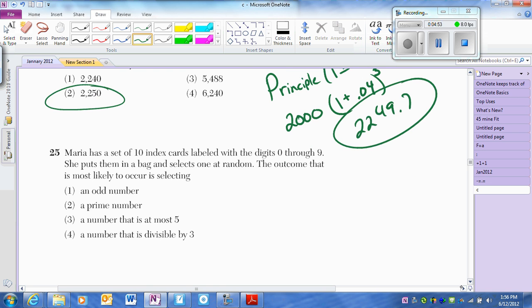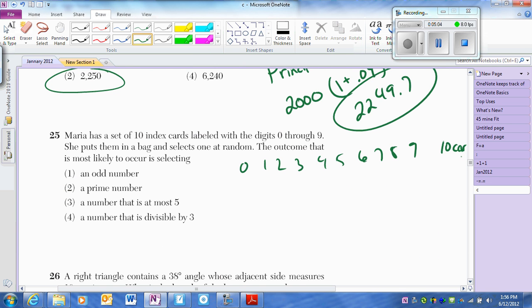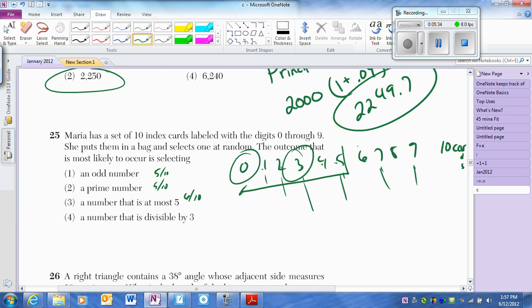Each card is labeled from 0 to 9. 0, 1, 2, 3, 4, 5, 6, 7, 8, 9. That's 10 cards. Odd number: 1, 2, 3, 4, 5. 5 cards. Prime number: 2, 3, 5, 7, so 4 out of 10. A number that is at most 5. Most it could be is 5. 0, 1, 2, 3, 4, 5, so 6 out of 10. Numbers divisible by 3: 0, 3, 6, 9. 4 out of 10. Outcome that is most likely to occur: number at most 5.